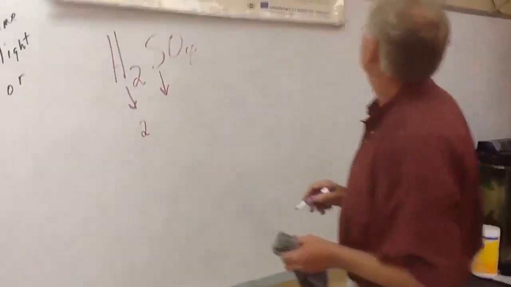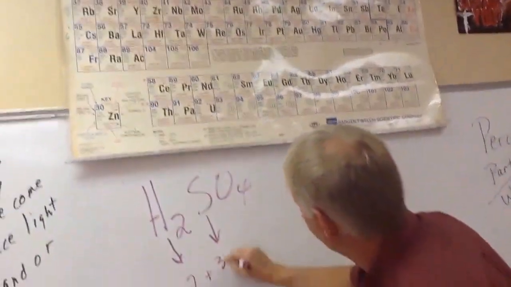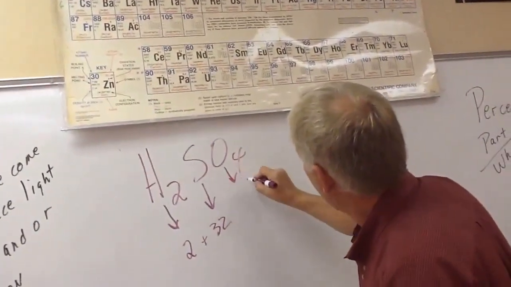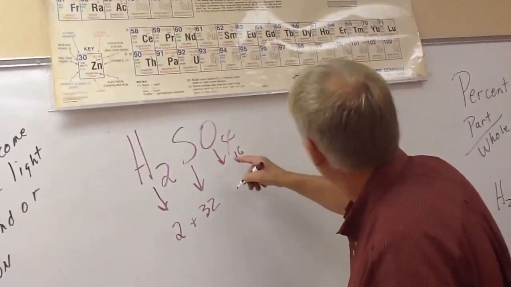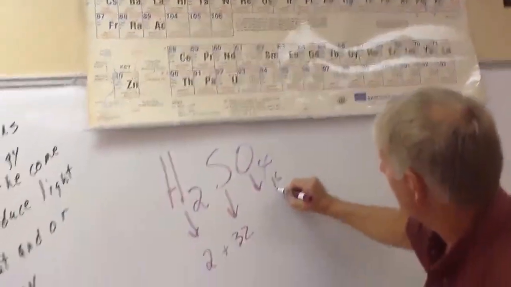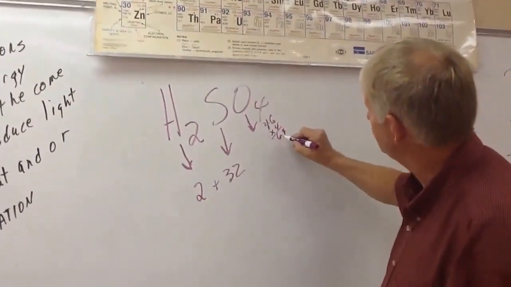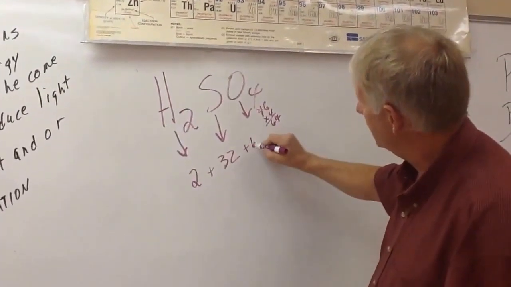What is sulfur? We come up here, we find sulfur is 32.06, so that's plus 32. Now, each oxygen is 16, okay? All right, how do we get that? Because it's 15.994, so it rounds off to 16, and there's 4 of them, so 16 times 4. Okay, 6 times 4 is 24, 2, 4, 5, 6, so it's 64, okay?